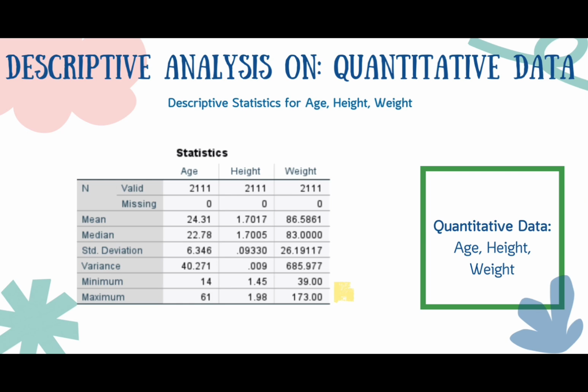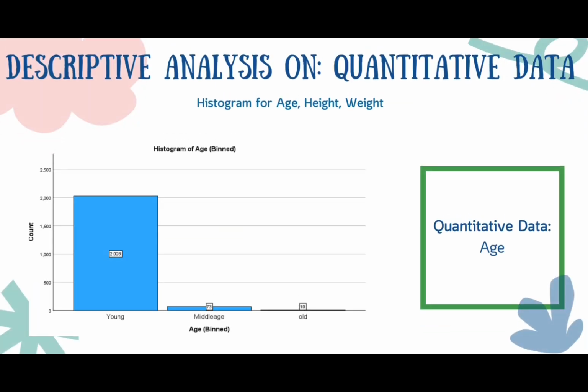Weight. The weight mean is 86.59 kilograms, median is 83.00 kilograms, and the standard deviation is 26.191 kilograms. The minimum weight is 39.00 kilograms, and the maximum is 173.00 kilograms. Histogram for age. The histogram for age shows that most people in the population are young, with a higher concentration of people in the lower age range. There are 28 young people, 73 middle age, and 10 old people.